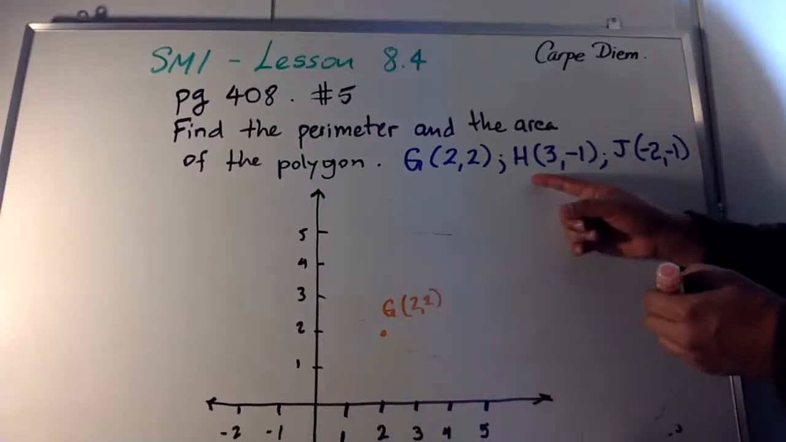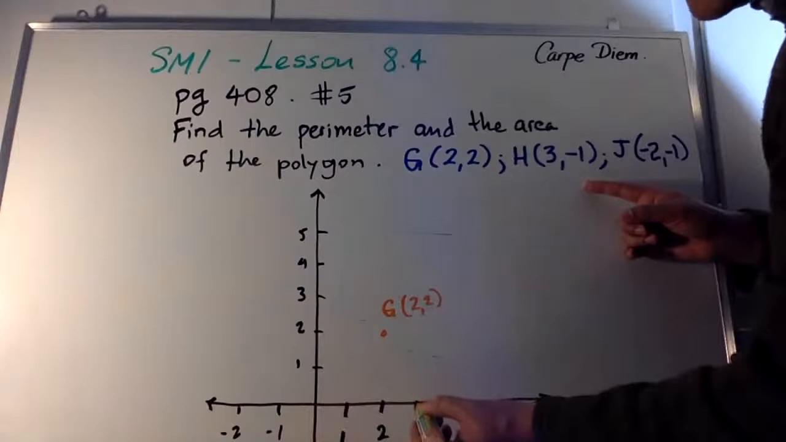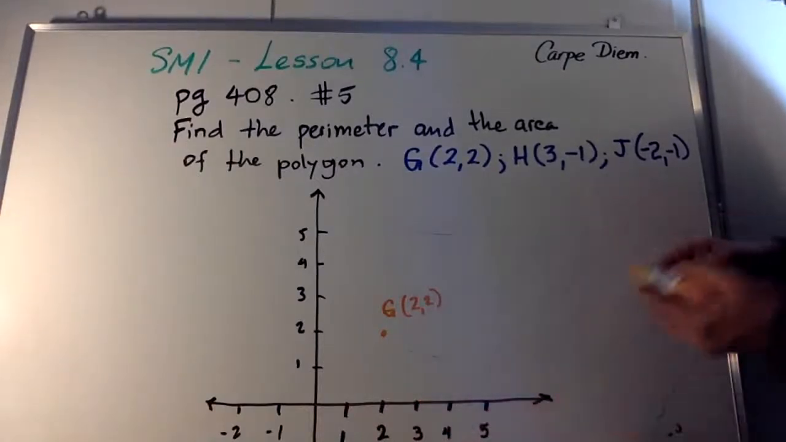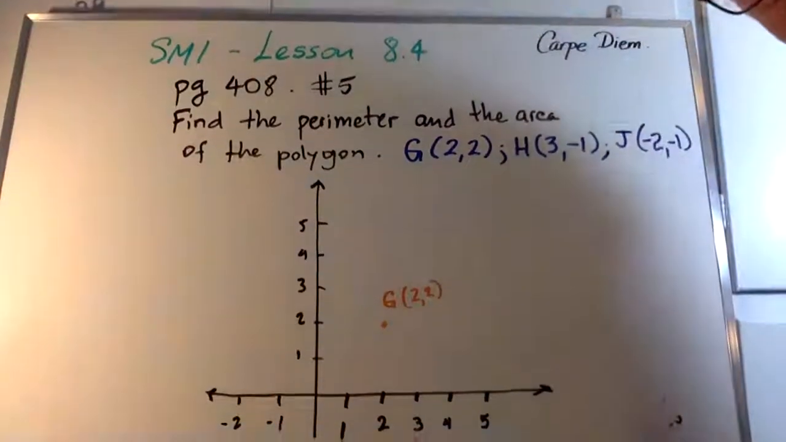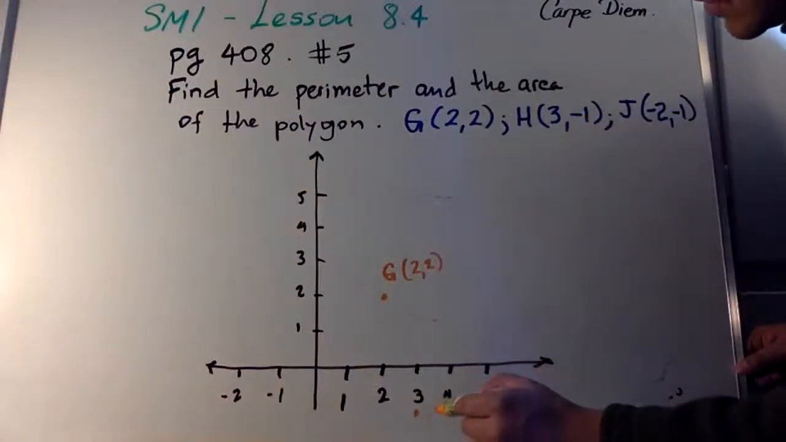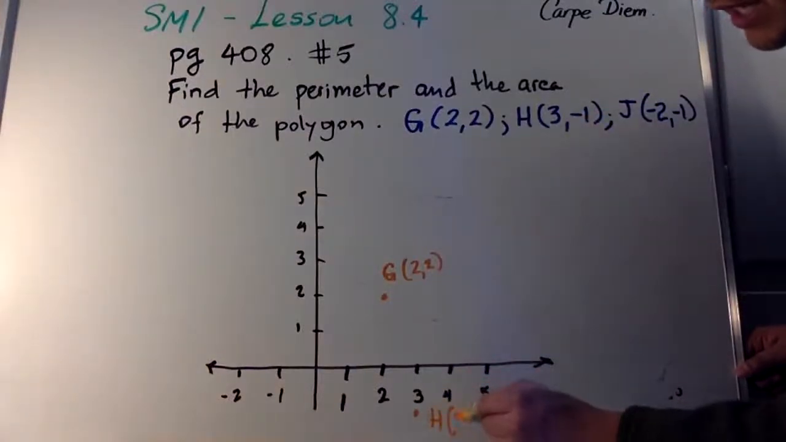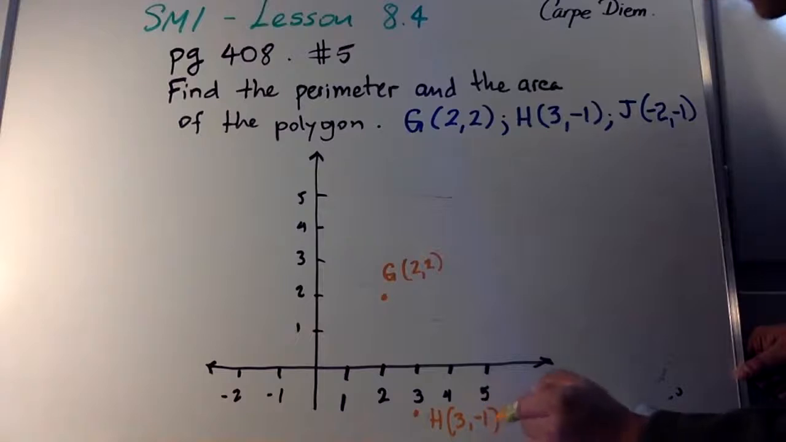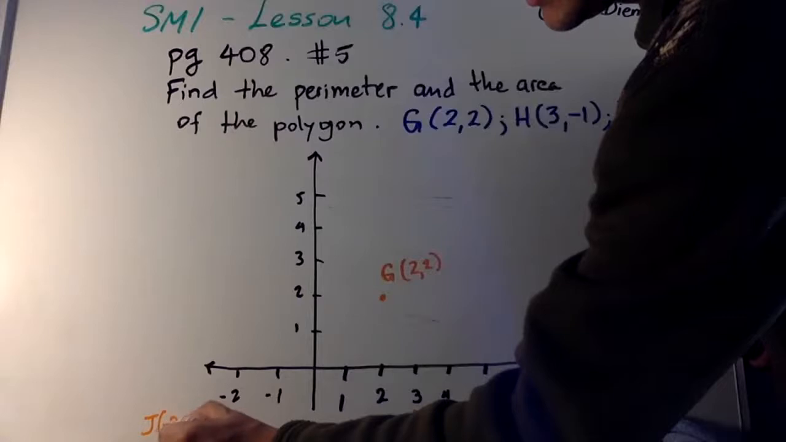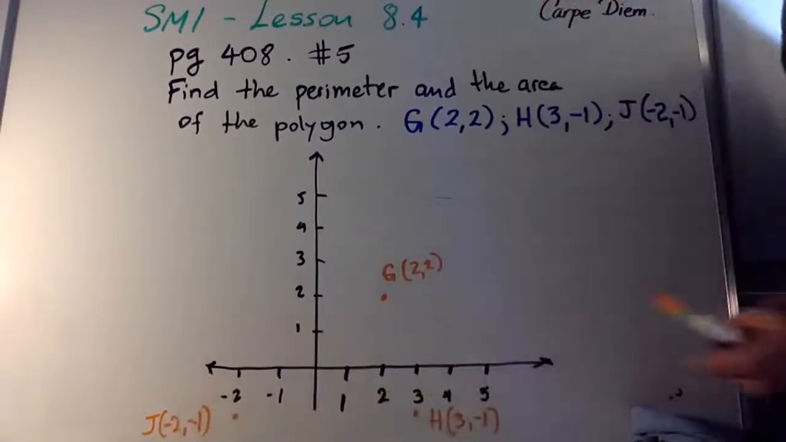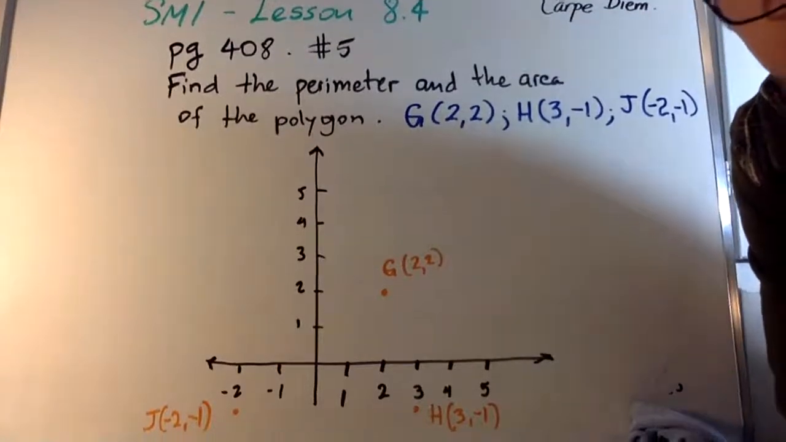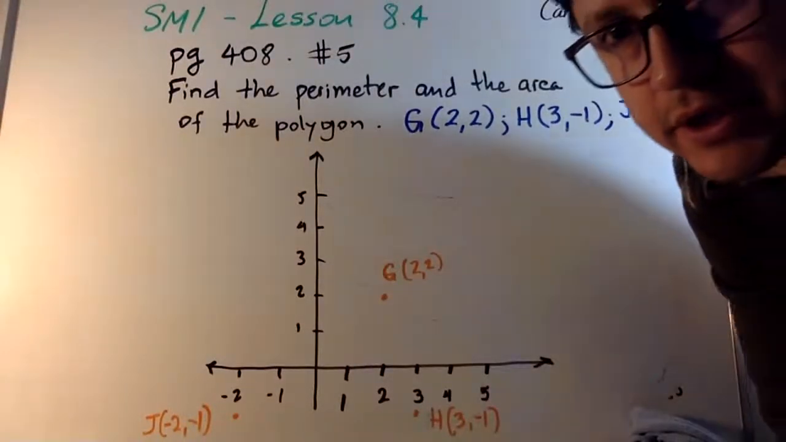Then we have H, which is located at (3, -1), so it's 3 and -1, somewhere over here. Can you see it? You can see it. Yeah, I think you can now see it. So this is H, located at (3, -1). And now J, (-2, -1). Hopefully this is something really easy for you to do. And now let's draw the figure.